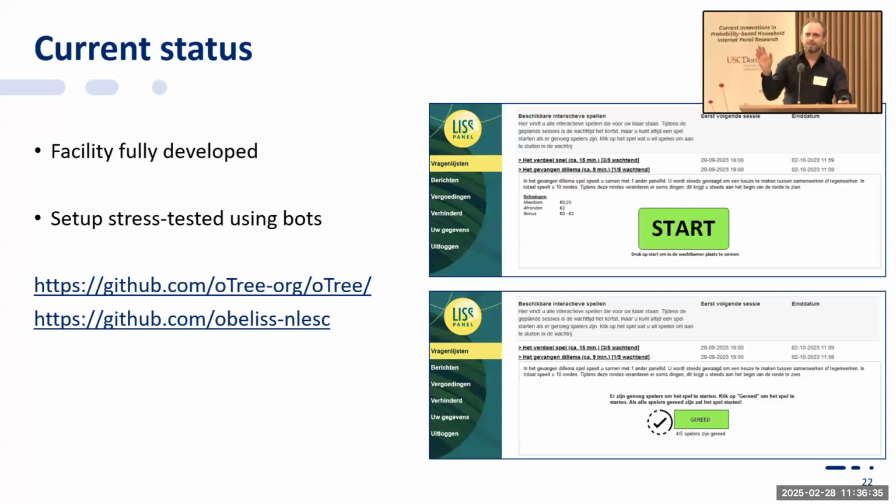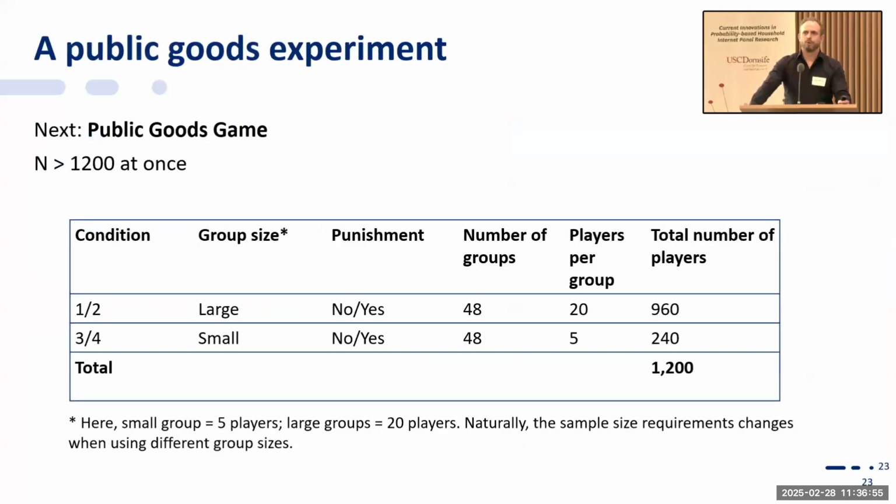We stress tested this with bots, and this is all open source, of course, so if you're interested, everything's available on GitHub, O3, but also the code for the Obelisk waiting room, so feel free to have a look and play around with it. So what's next?